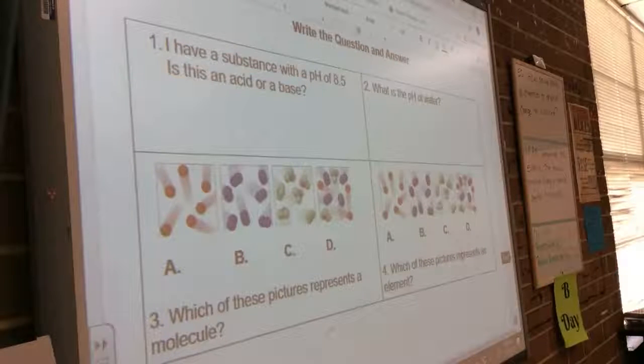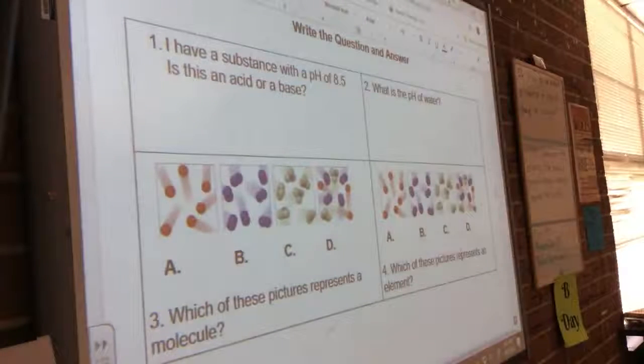Which one of these would be an atom? It would be A. Just one sphere by itself, one single atom. What would D represent? Mixture? Yes, it would be a mixture. Very good.